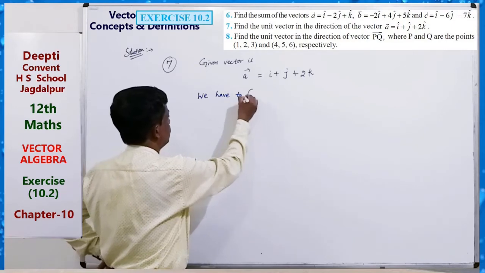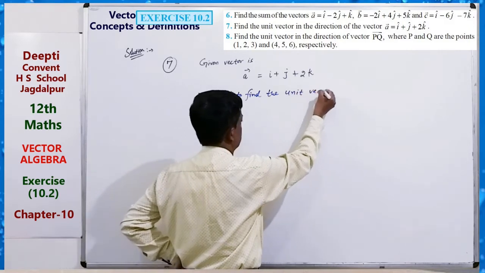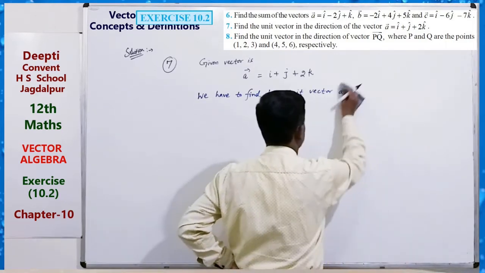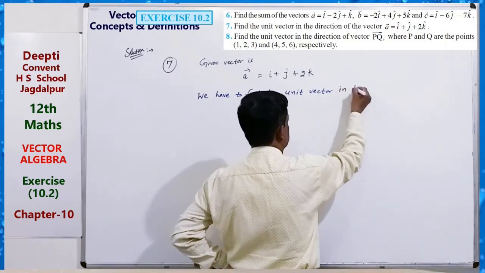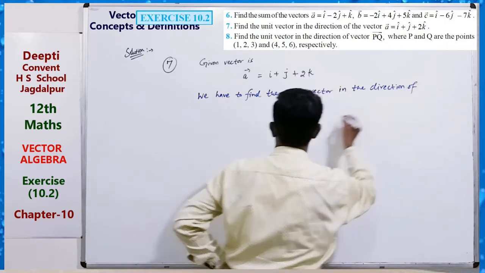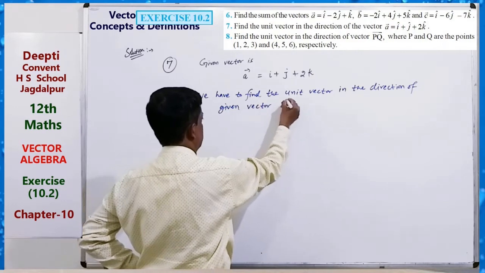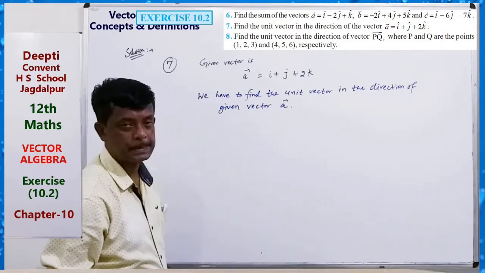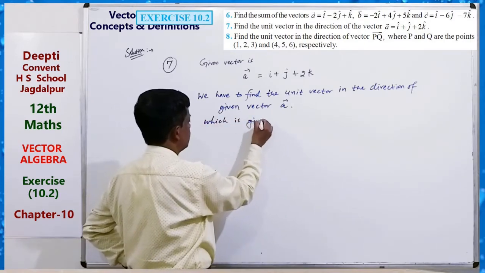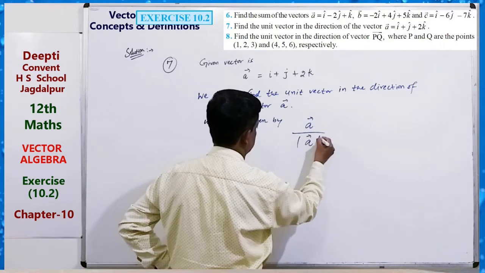We have to find the unit vector along, or in the direction of, the given vector A, which is given by vector A upon modulus of vector A.